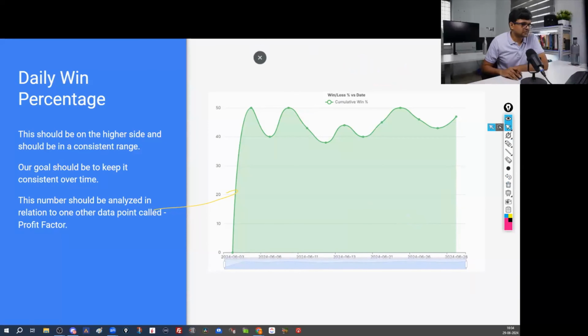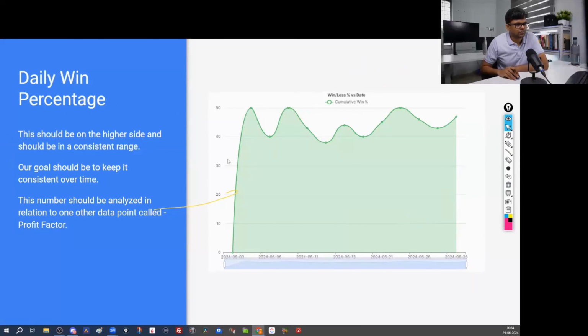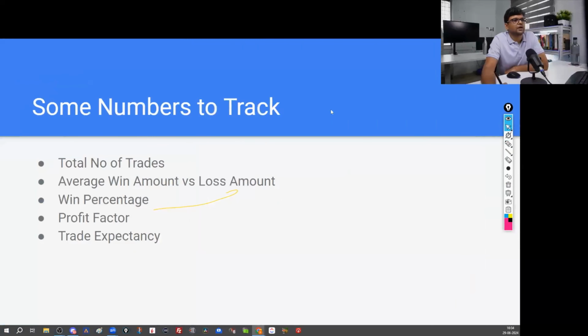Next number is profit factor. So there are no charts for that number. So I will explain it on the slides. So if you have a win ratio, you have to combine it with your profit factor to actually understand whether you are going to make money in the long run or not. Right? So these were the numbers that we are going to track.